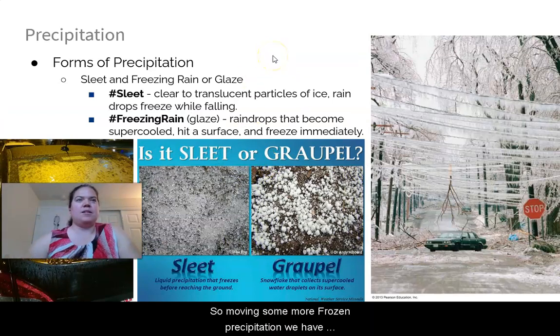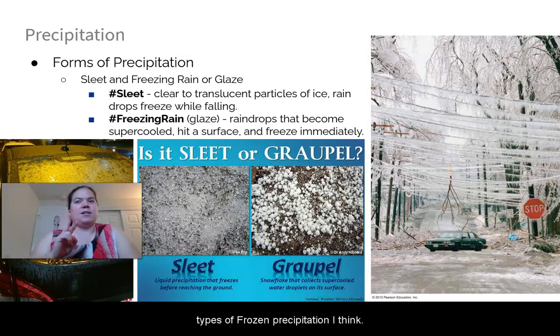Okay, so moving to more frozen precipitation, we have sleet and freezing rain. These are the most confused two types of frozen precipitation, I think, out of the lot of them.